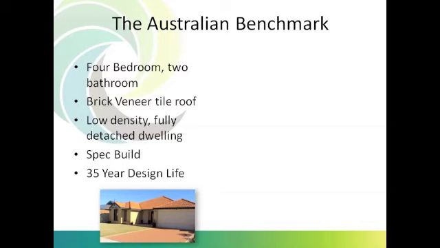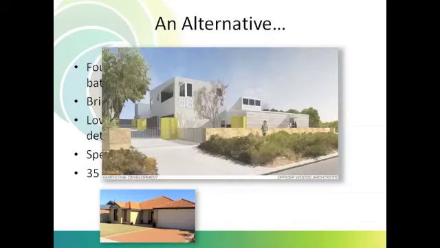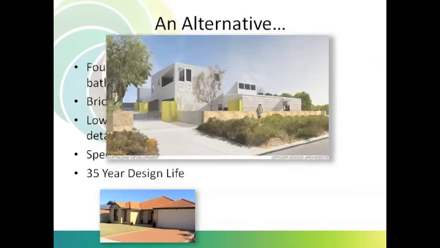In the push for a carbon neutral dwelling, we need to provide an alternative. We increase the density on the same block size. The alternative has 4 dwellings with 3 bedrooms each. The construction is of high quality and a mixture of light frame and high thermal mass material. It has been custom designed for the site.